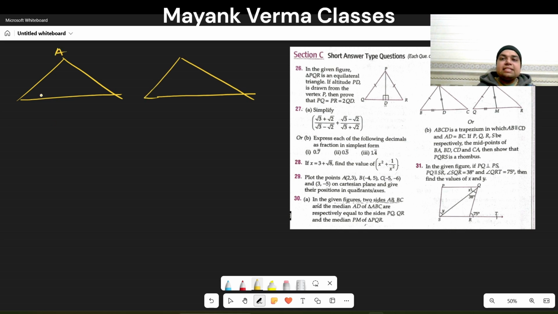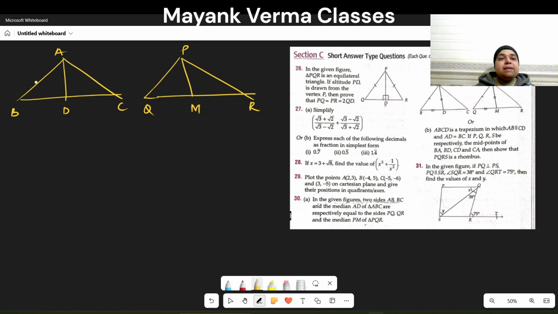This is A, this is B, this is C, and this is D. P, Q, R, and M. Okay, let's see what is given to us. In this figure, two sides AB and BC and the medians AD of triangle ABC are respectively equal to the sides PQ, QR, and the median PM.